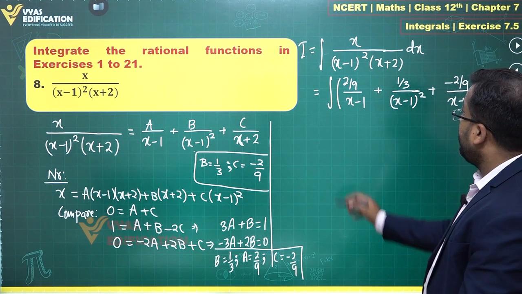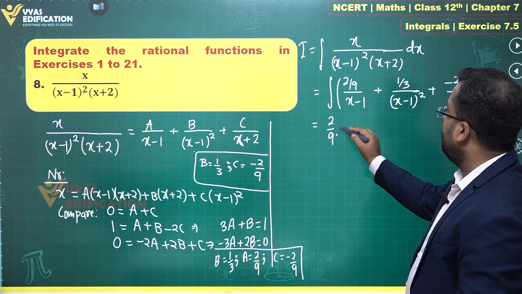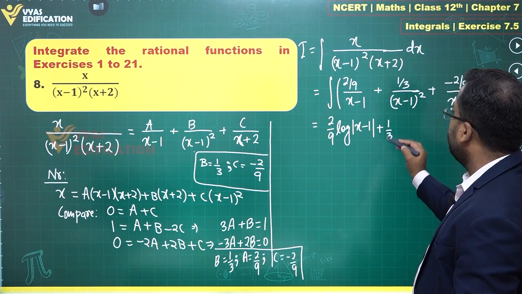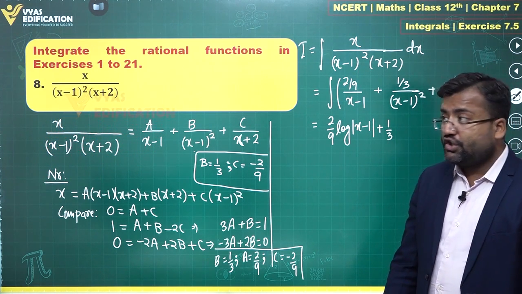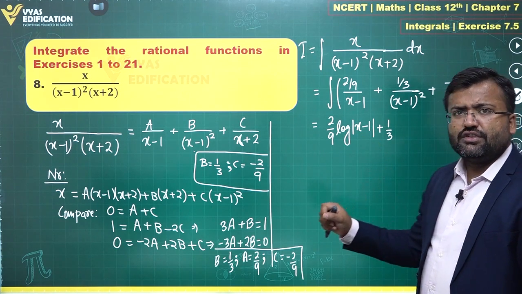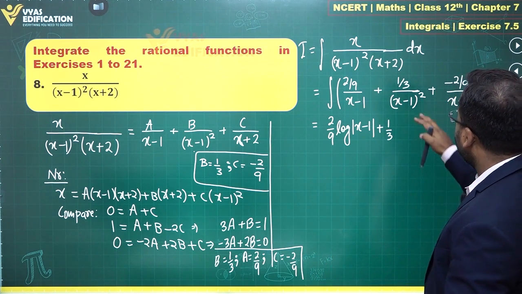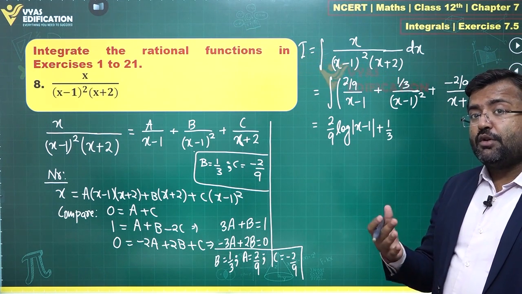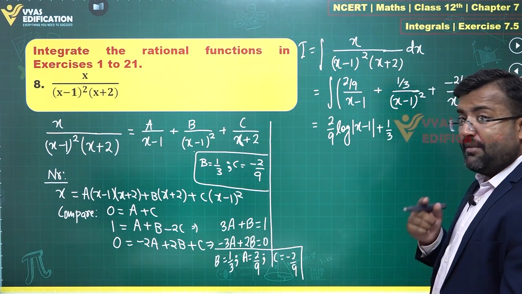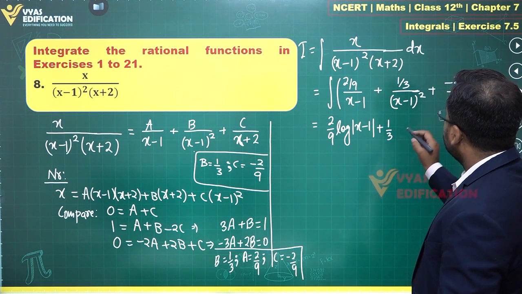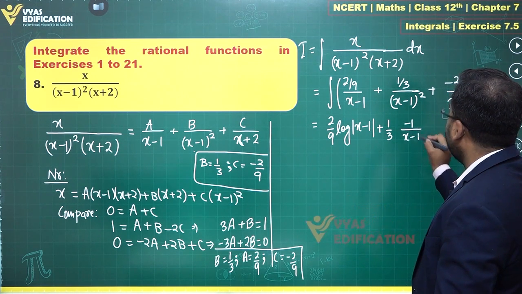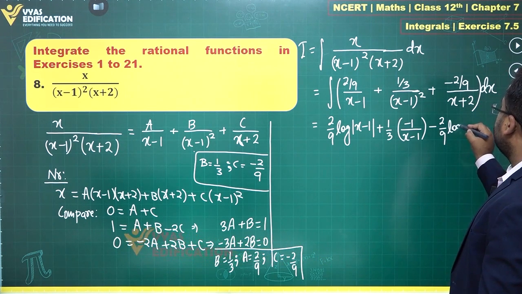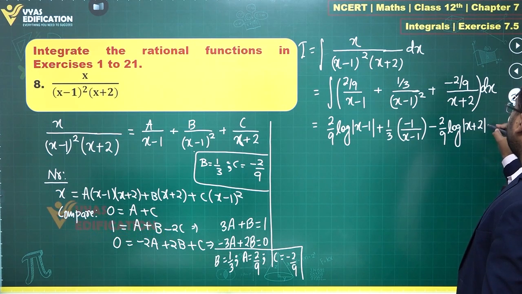Is that okay? Yes. So this is 2 by 9 log modulus x minus 1 plus 1 by 3, okay, this is dx. Okay, we have to divide with the coefficient of x. The coefficient of x is 1, that's not an issue. Here you have 1 upon x square kind of thing, right? So the integral will be equal to x power minus 1 upon minus 1, which is 1 upon x with a minus. This is minus 1 upon x, right? So what you'll get is minus 1 upon x minus 1 as the integral of this. This is minus 2 by 9. Integral of this will be log of modulus x plus 2 plus a constant term.